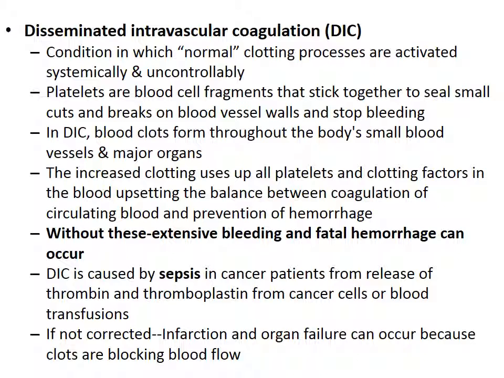The increased clotting uses up all the platelets and all the clotting factors in the blood, upsetting the balance between coagulation of circulating blood and the prevention of hemorrhage. Without platelets and clotting factors, extensive bleeding and fatal hemorrhage can occur. DIC is caused by sepsis, cancer patients from the release of thrombin and thromboplastin from cancer cells, or blood transfusions. If it's not corrected, infarction and organ failure can occur because the clots are now blocking vital blood flow to organs and the peripheral tissues.